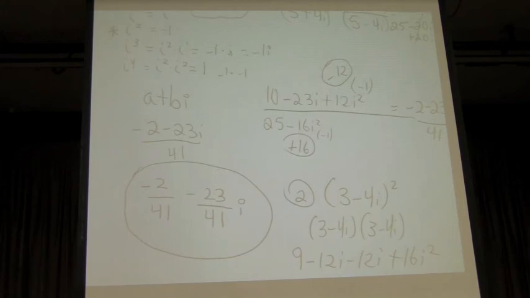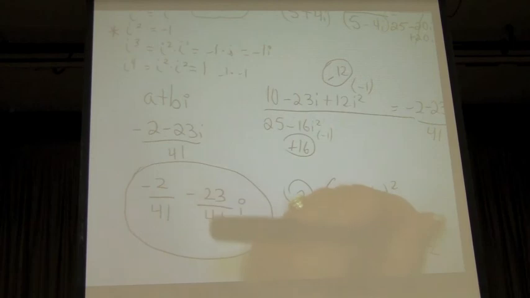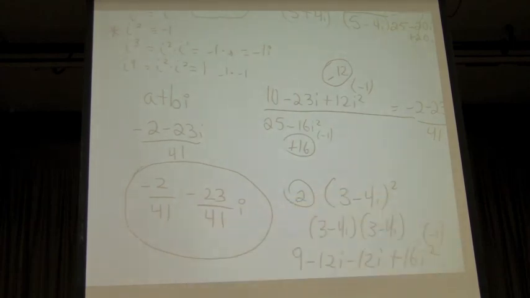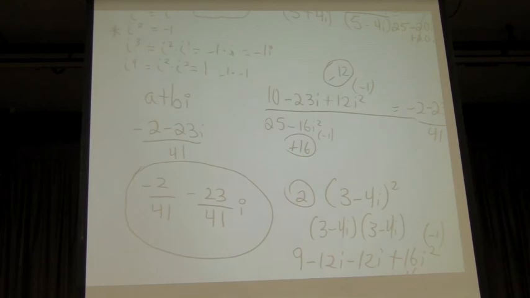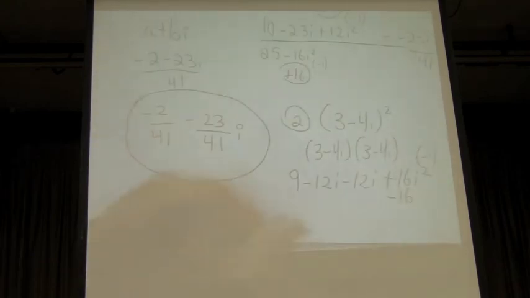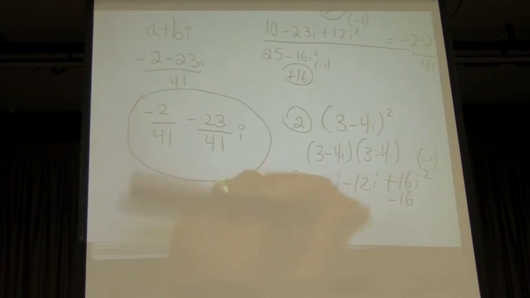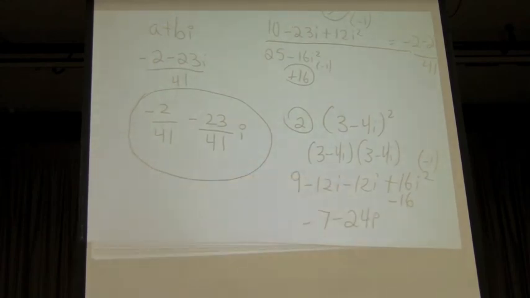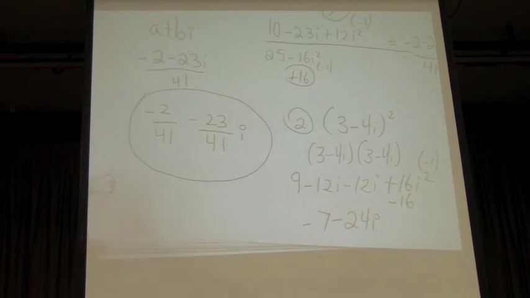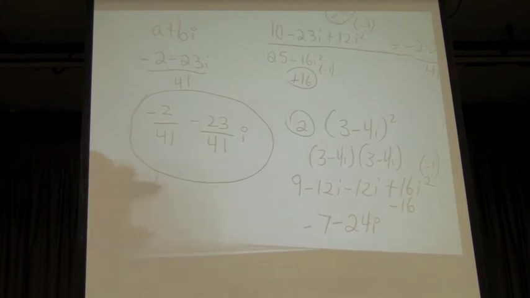A teacher can tell that you haven't passed this standard if we look at your paper and we see an i squared on it. If we see an i squared on it, we don't have to look any further. We know you didn't pass the standard because you never leave an i squared. You always change an i squared into a -1. Okay? So this becomes plus 16i squared. i squared's -1, so it becomes minus 16. 9 minus 16 is -7. -7 minus 24i.